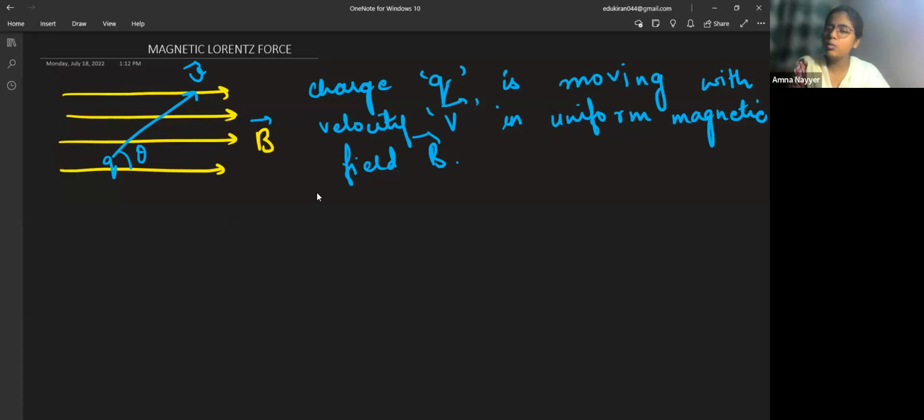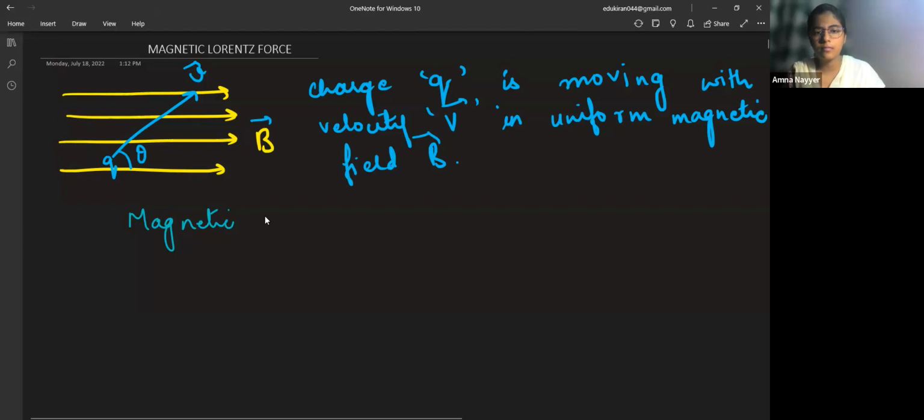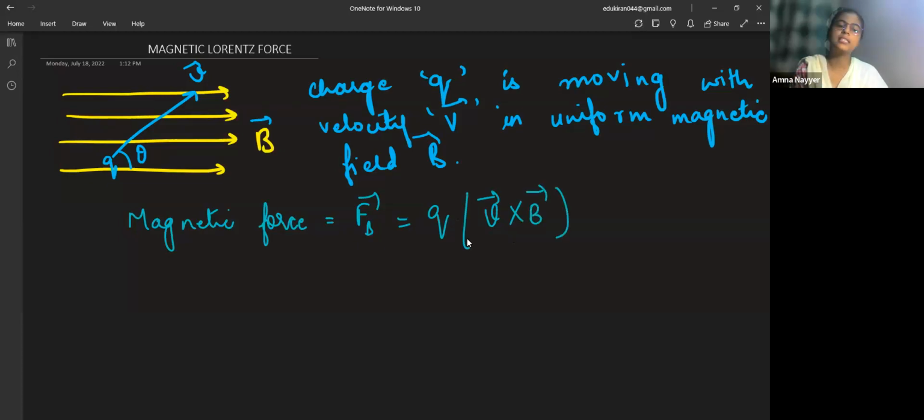See, if a charge is moving with velocity v in magnetic field B, you don't have to derive it because this is through cross product. So directly remember the formula. Magnetic force FB is Q V cross B. This is the formula, so cross product.